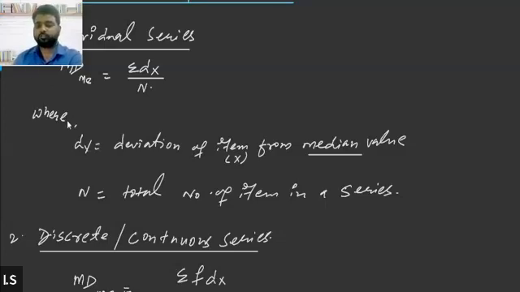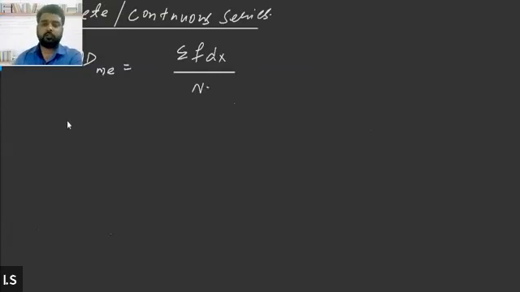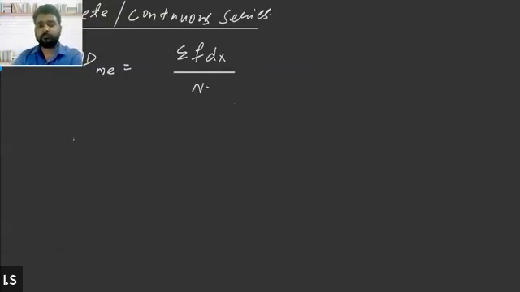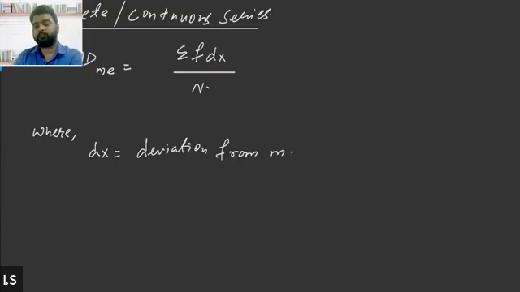Sigma dx equals deviation of item from median, and here dx means the same thing, where dx is equal to deviation of item from median, and n equals number of items.